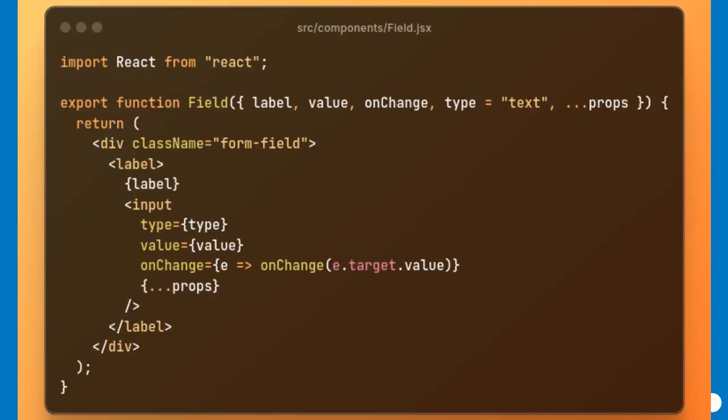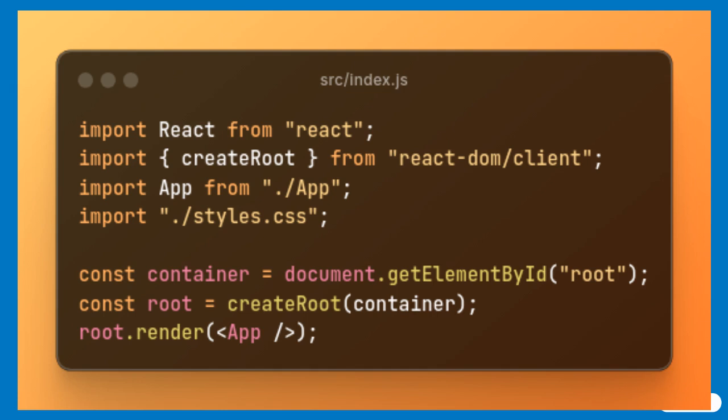This file contains the reusable field component for rendering individual form inputs. It accepts value, label, and onChange props, and is used for all fields within the form. Here is the field component implementation, the main entry point for the React application. This file is responsible for mounting the root component onto the DOM. The following is the main client entry point.